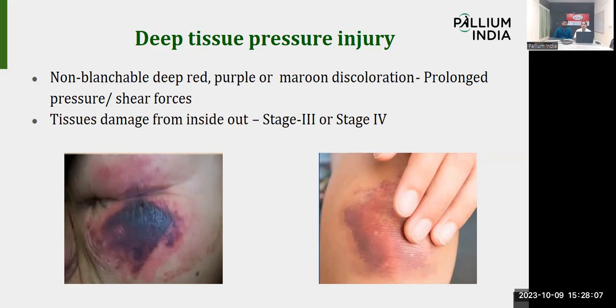So deep tissue injury is also a new one which is added in this wound management slide. This is very important. Stage 5 is unstageable and stage 6 is deep tissue injury. Is it clear or shall I repeat it once again?